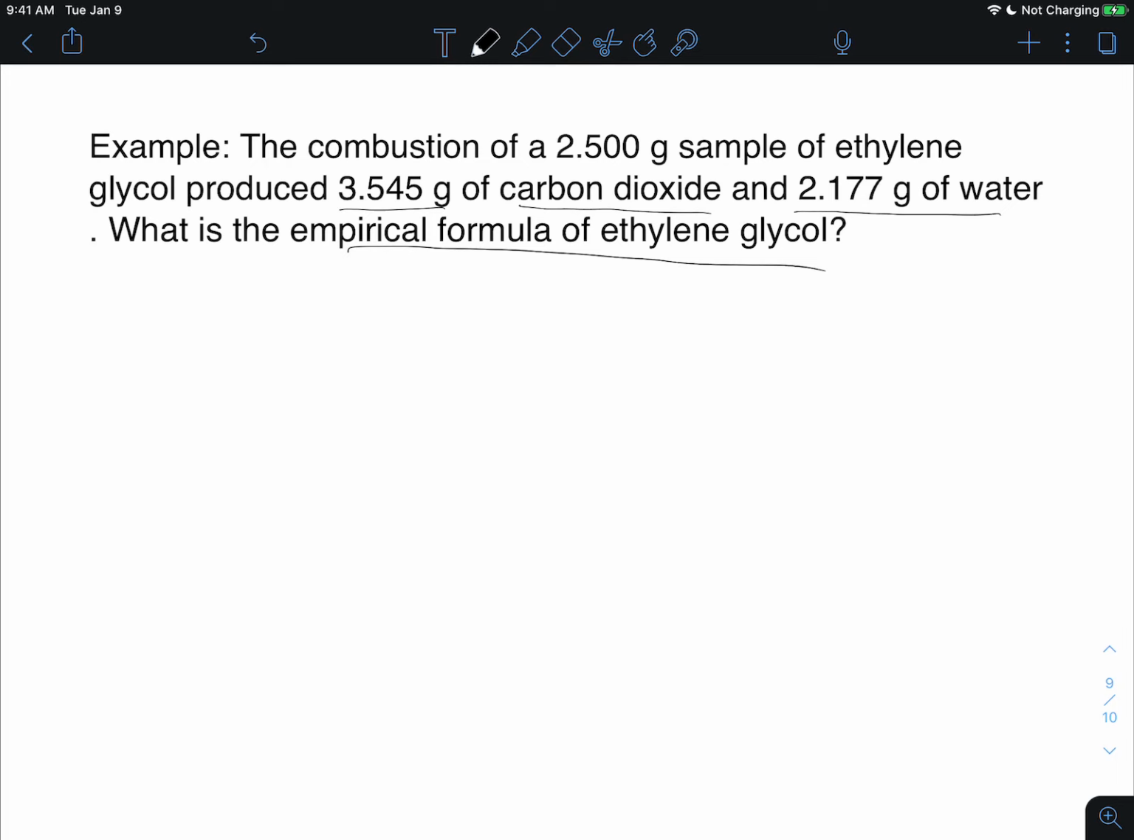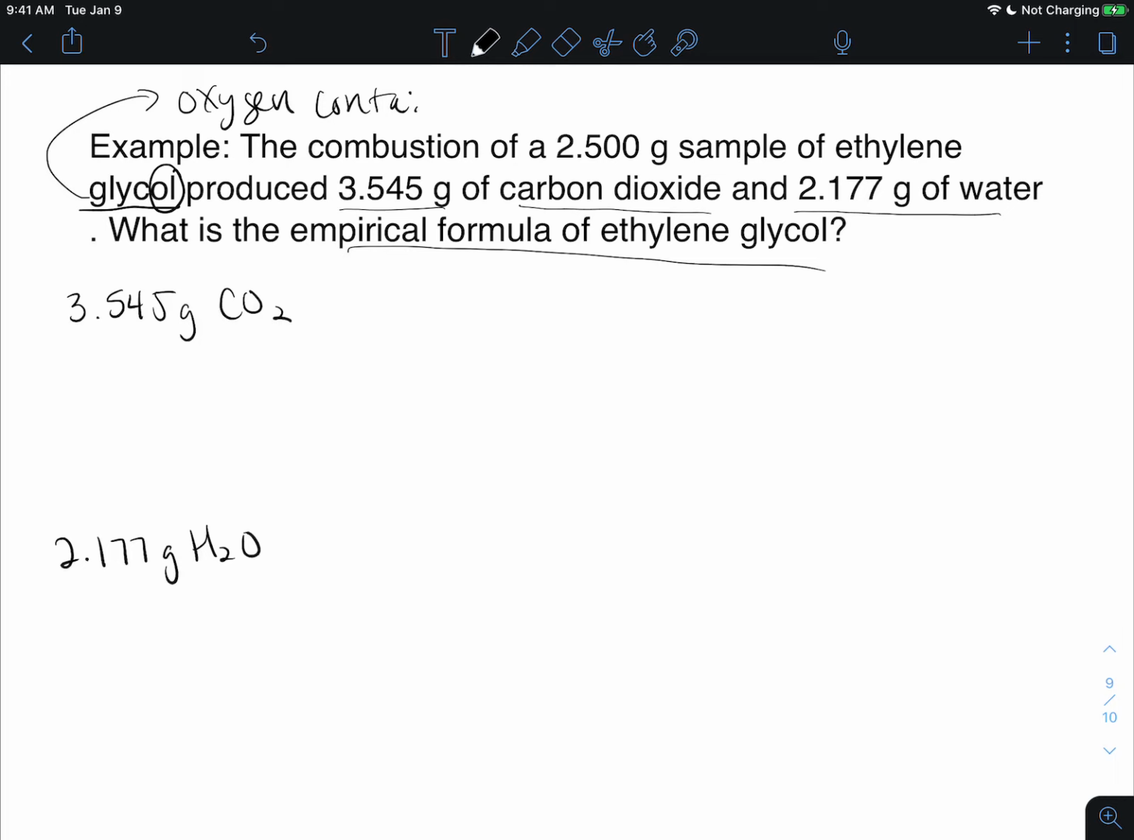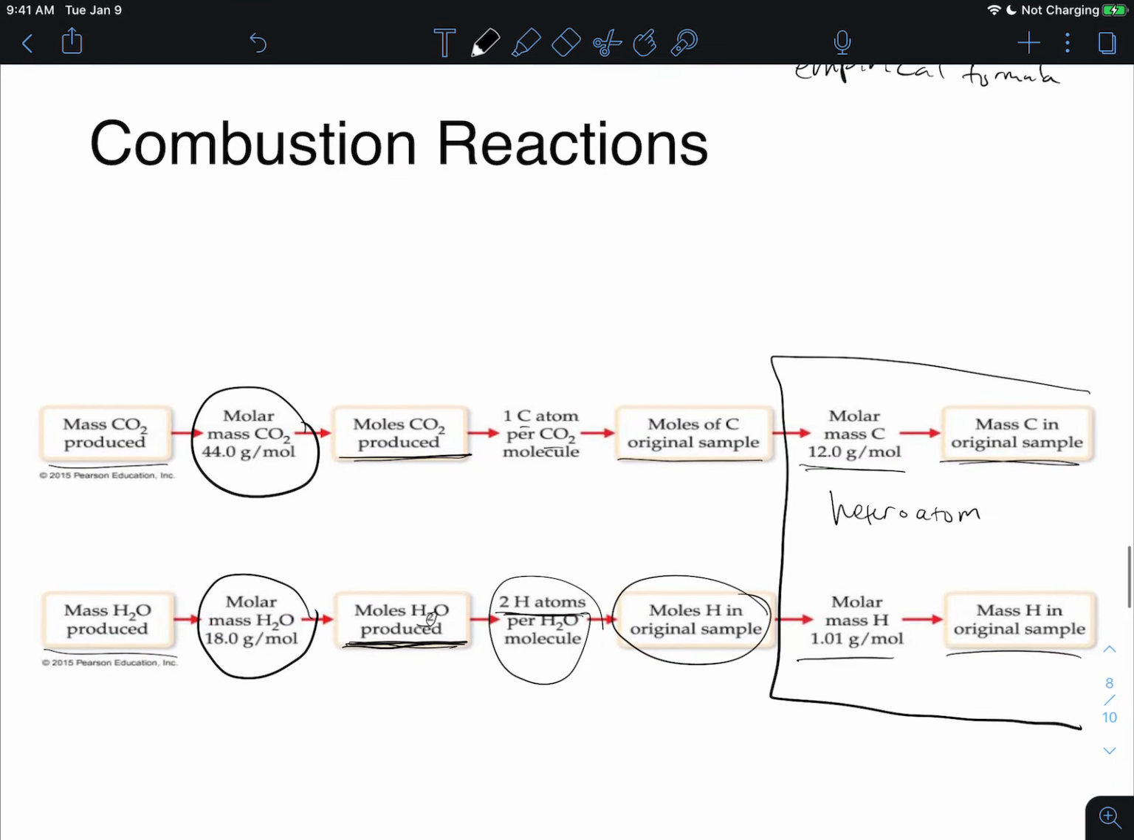So pretty easy. We're going to take our grams of our products, so our carbon dioxide and our water, and from there we're going to be able to get to our carbon and hydrogen. Now, notice this is called glycol. It has an ol, and when we talked about this, remember this is an oxygen-containing species. So we're going to have to do an additional step to figure out our oxygen beyond this flowchart, but we are going to have to use this portion of the flowchart.